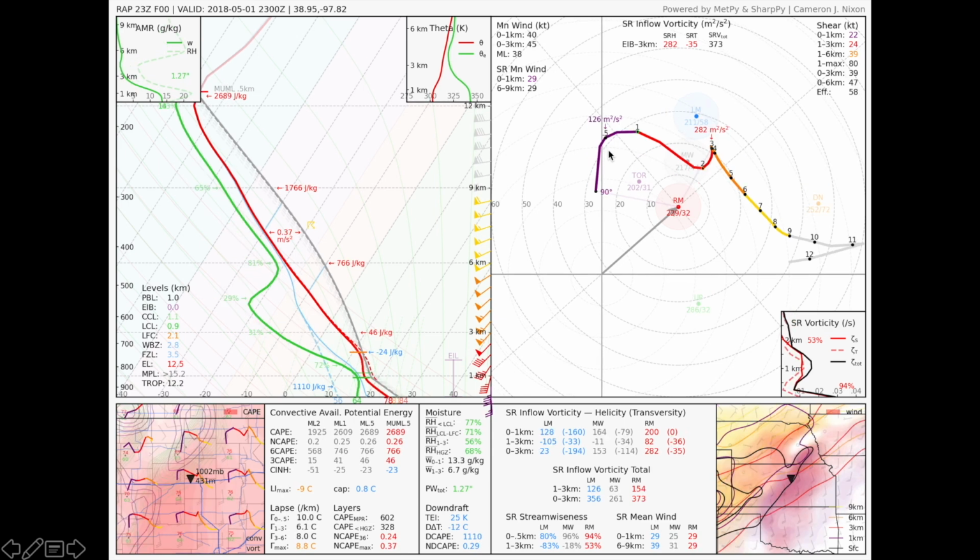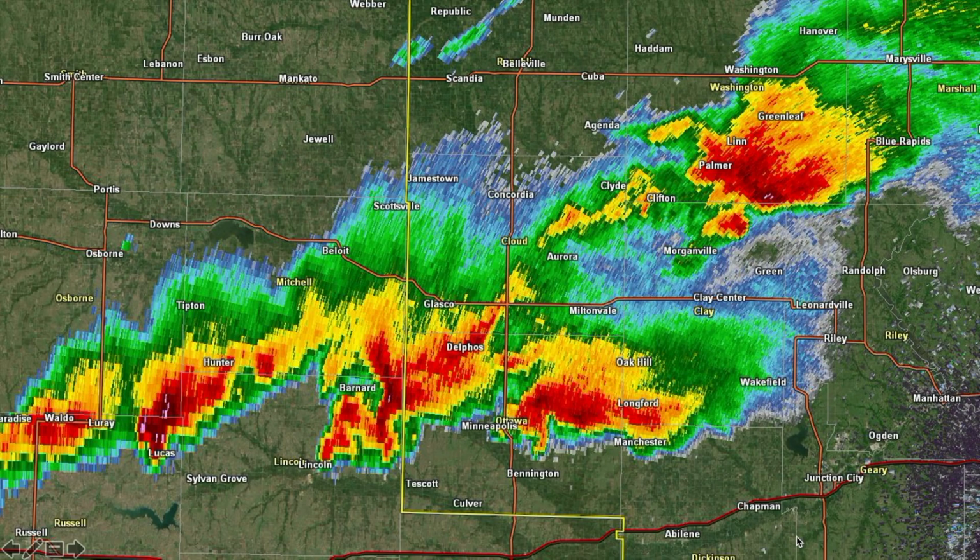But we're already losing CAPE. You can see we're losing a couple hundred CAPE per hour, it looks like. So we've got to make sure to do this fast before we start to become too stable. But remember, we do still have supercells in the area, and those are very good at utilizing whatever CAPE is still left over as the evening wears on.